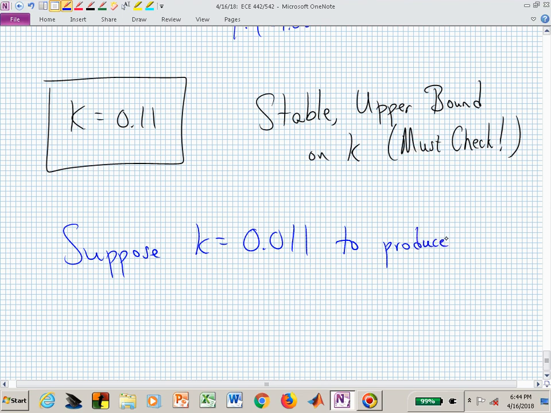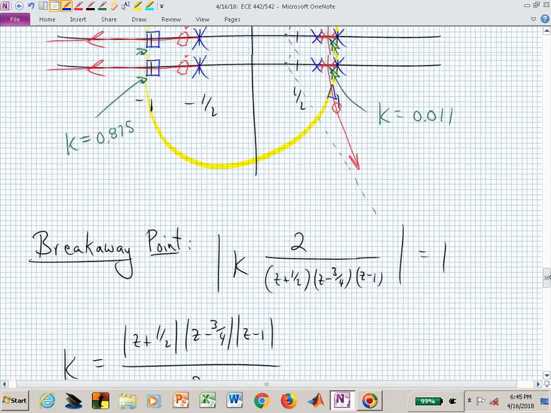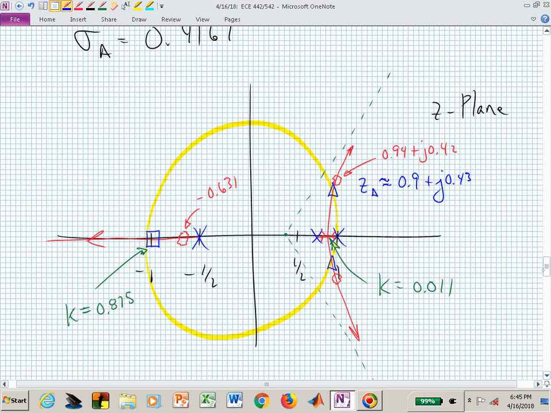That was the breakaway. So what are my poles now? Why would I maybe choose K equal 0.011 if I was interested in settling time? Those two are real, aren't they? What's the third one? It's real all the time, isn't it? So I have 3 real poles if I pick a K of 0.011. And if I have real poles, how do I decide on settling time?